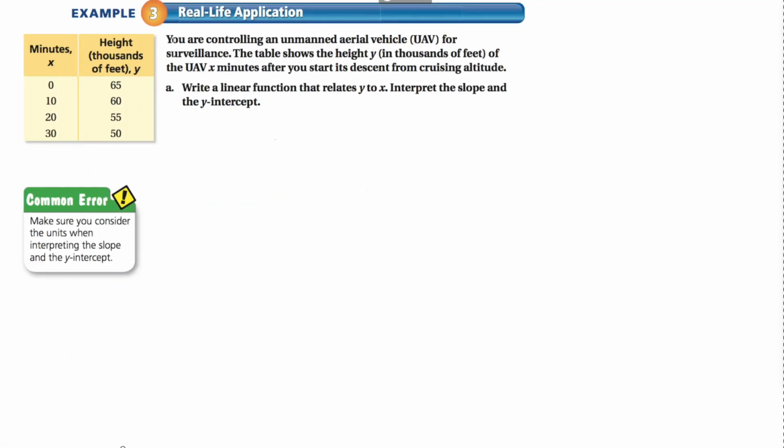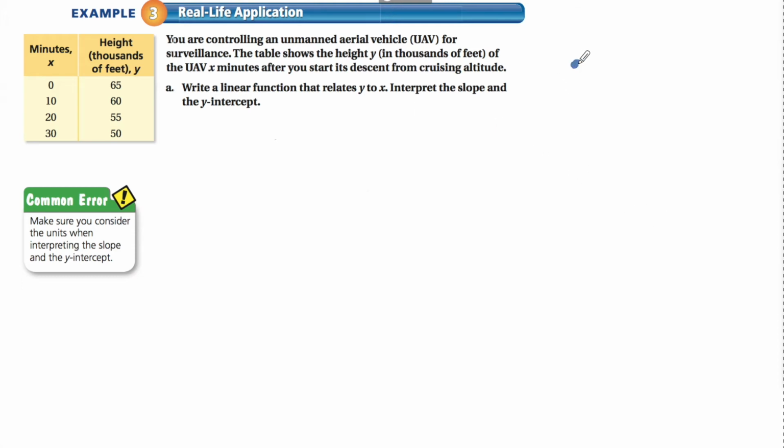So example 3 is our real-life application. We're going to take everything we learned in example 1 and everything we learned in example 2 and use it to solve a real-world problem. So our problem is, you are controlling an unmanned aerial vehicle, or a UAV, for surveillance. The table shows the height y, in thousands of feet, of the UAV x minutes after you start its descent from cruising altitude. So basically you start flying a UAV, and the longer you fly, the lower it gets.